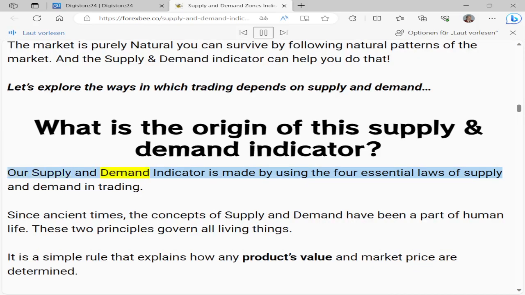Our supply and demand indicator is made by using the 4 essential laws of supply and demand in trading. Since ancient times, the concepts of supply and demand have been a part of human life. These 2 principles govern all living things. It is a simple rule that explains how any product's value and market price are determined.